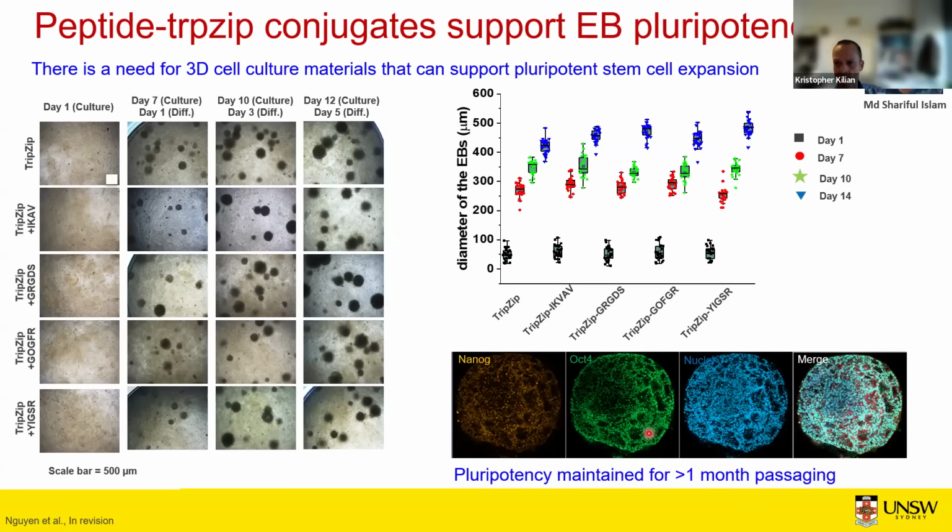So this is exciting because it suggests that this three-dimensional Trpzip culture might be conducive for expansion of induced pluripotent stem cells. And iPSCs are being explored for just a wide range of different therapeutic interventions in tissue engineering. And so I think it's a real important commercial need to develop defined materials so that we can grow these things better. But of course, we didn't want to stop there.